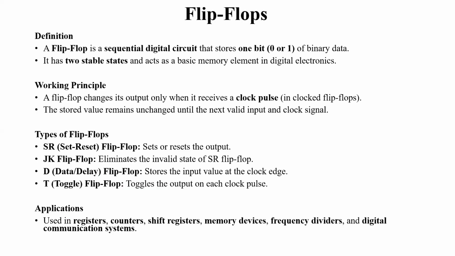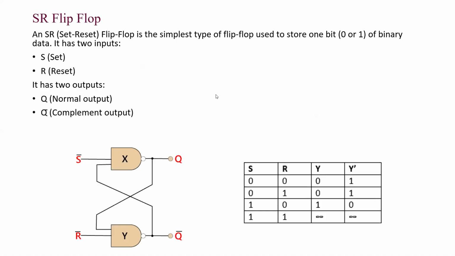What are the types of flip-flops? SR flip-flop, set and reset; JK flip-flop; D flip-flop; and T flip-flop. We have to know the full names. SR means set and reset, JK is the advanced next stage of SR, D flip-flop is the data or delay flip-flop, and T flip-flop is the toggle flip-flop. Applications: registers, counters, shift registers, memory devices, frequency dividers, and digital communication systems, and everywhere. Okay, first we are going to see the types of flip-flops.